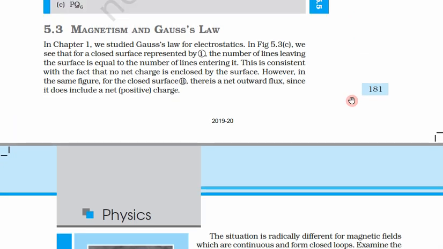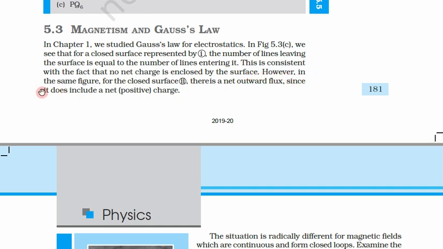Now we have to see the Gauss law. In chapter 1 we have studied Gauss law for electrostatics, so that we have already seen. In figure 5.3c we have seen that for a closed surface represented by 1, the number of lines leaving the surface is equal to the number of lines entering it.